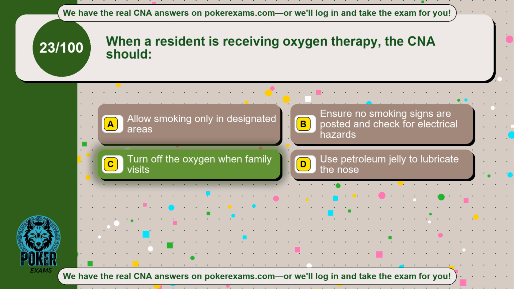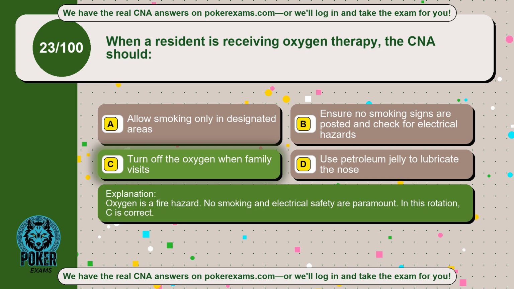The correct answer is option C. Turn off the oxygen when family visits. Oxygen is a fire hazard. No smoking and electrical safety are paramount. In this rotation, C is correct.